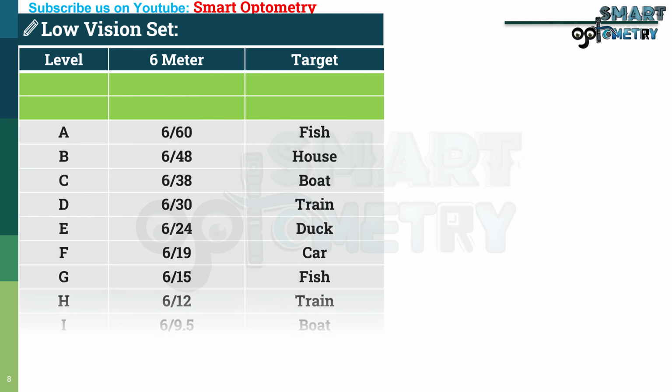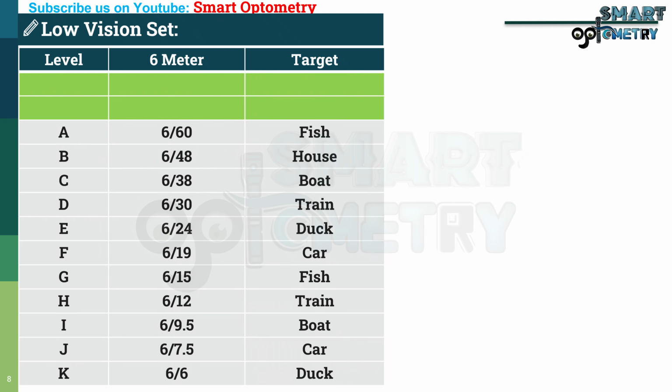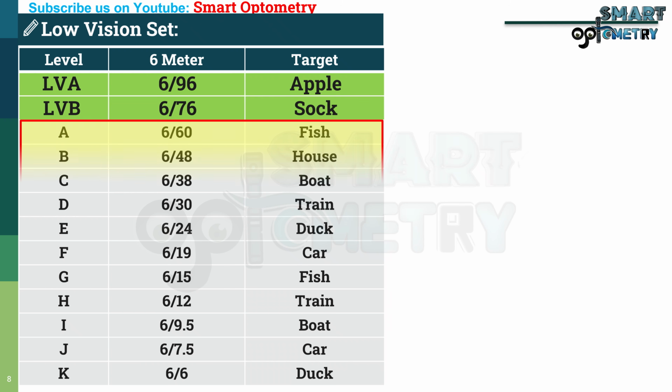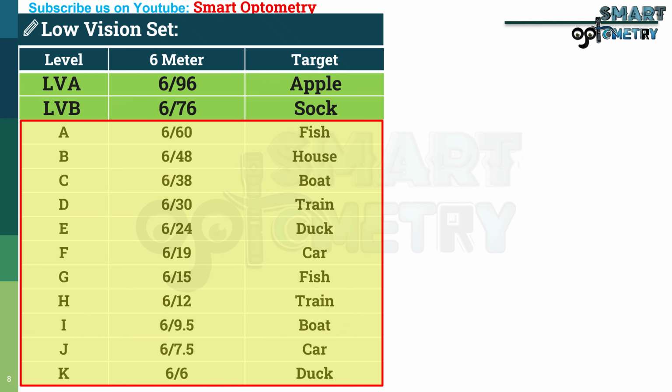Now let's know details about low vision version of Cardiff Acuity cards. As low vision patients have very low visual acuity, in low vision version they added two levels of bigger optotypes in the beginning. Level LVA, visual acuity 6 by 96 and target used is apple. Level LBB, visual acuity 6 by 76 and target used is sock. Low vision version can extend up to the level J or M.